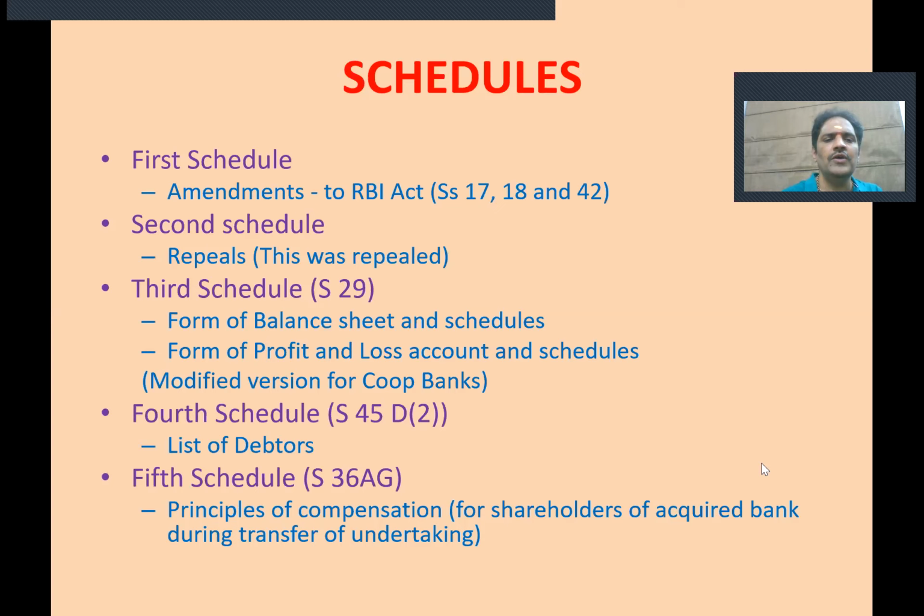Then there are 5 schedules. The first schedule is relating to amendments to RBI Act. Second schedule is relating to repeals, which has been repealed. Third schedule is relating to form of balance sheet and the schedules under the balance sheet. Then form of profit and loss account and schedules under the profit and loss account. This has been modified for cooperative banks, and you have section 56 where a separate third and fourth schedule is there. And fourth schedule is in relation to the list of debtors at the time of winding up, etc.